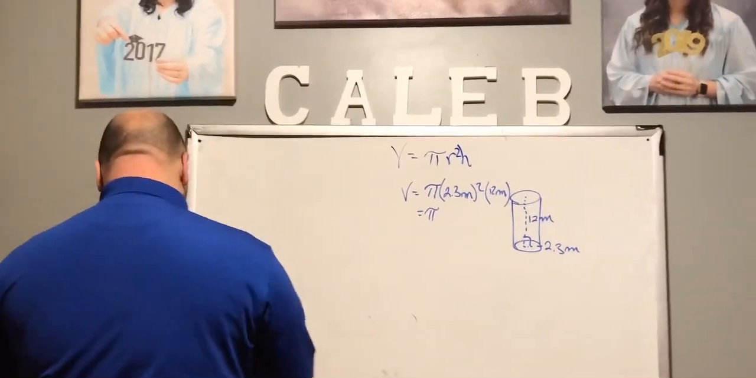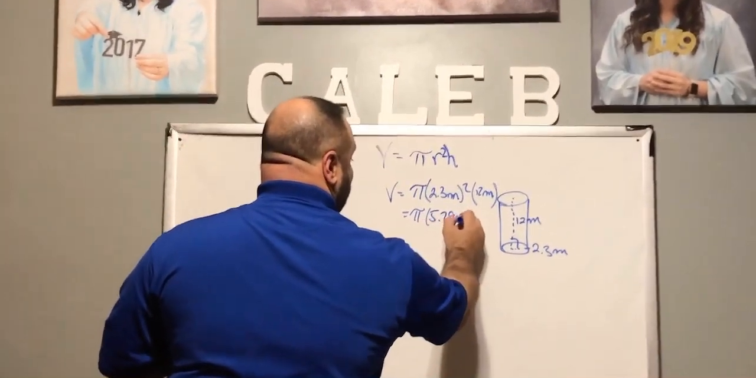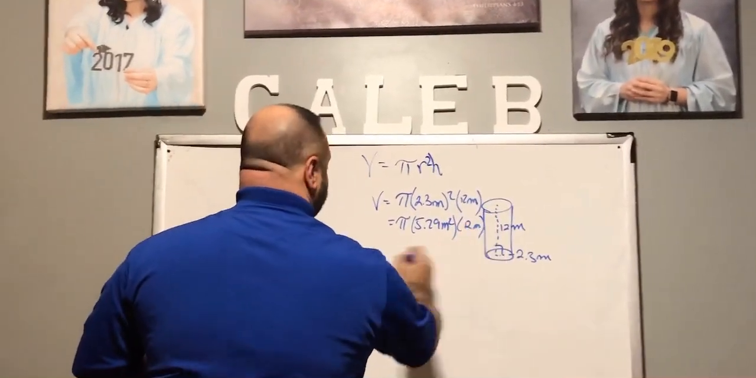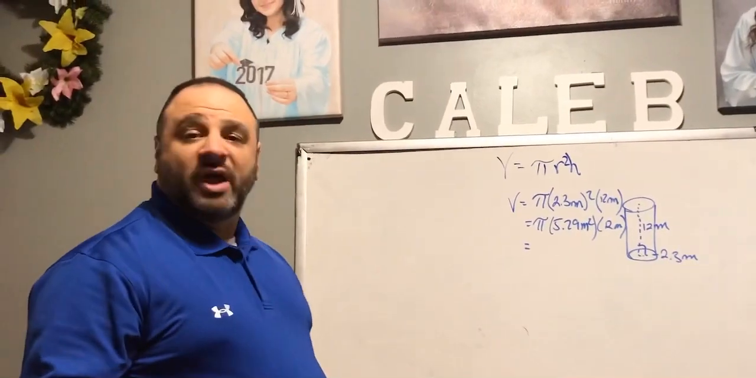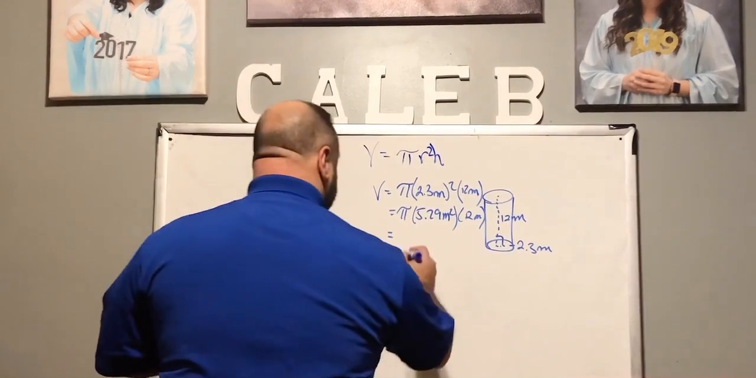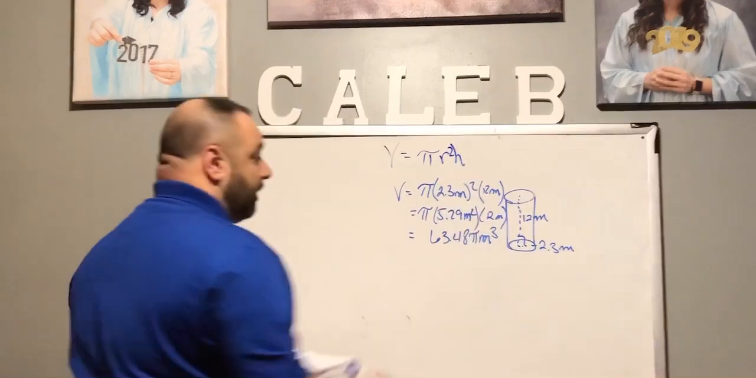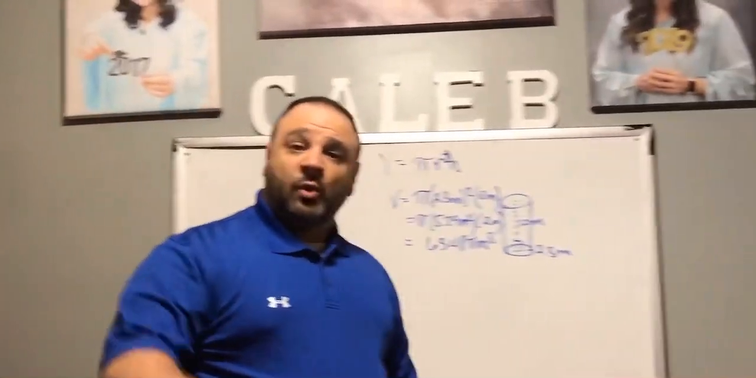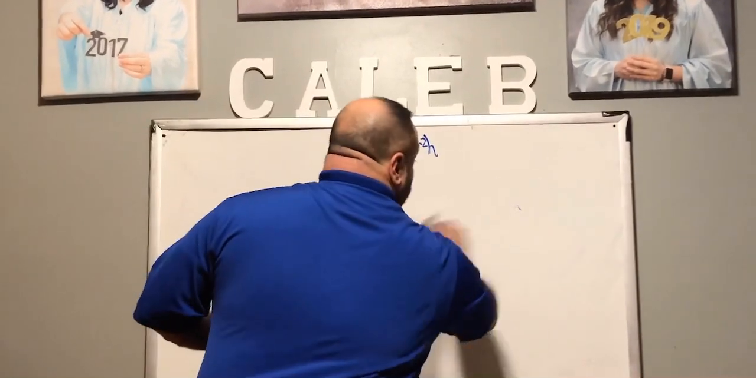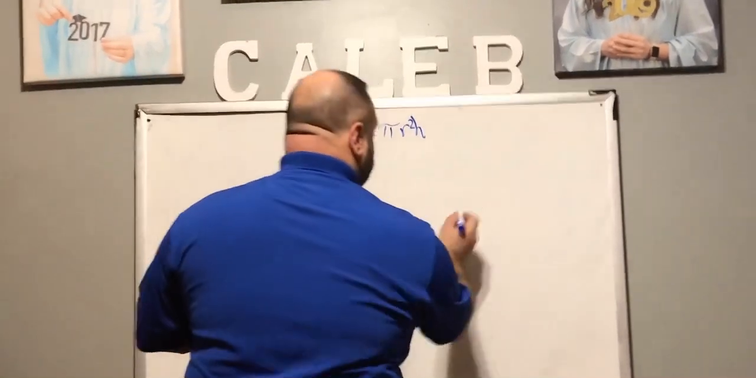Okay, 2.3 meters times 2.3 meters is 5.29 meters squared times 12. All right, 5.29 times 12 will give me, again, we're going to express these answers in pi, so 63.48 pi meters cubed. We'll do one more for practice, and then you guys can go on and do your own. Okay, so let's do number 21.